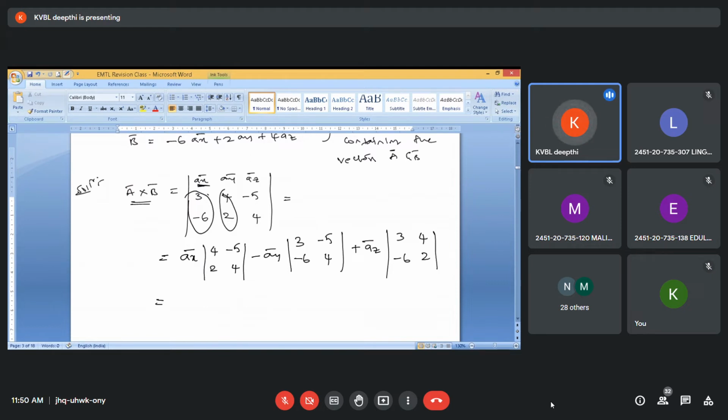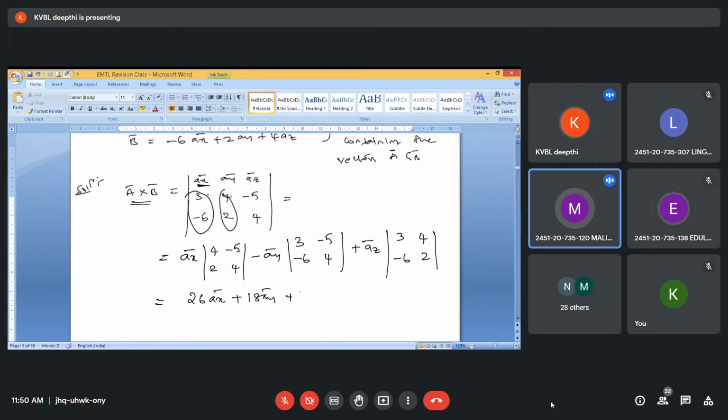Now we will have to solve this. What does this come to? The formula we need is AD minus BC. So what is the answer you get here? 26. So this answer will be 26AX. Next, plus 18AY, plus 30AZ. So this is the equation we will be getting.